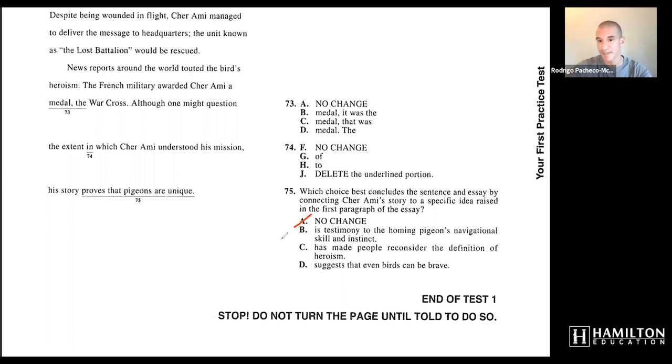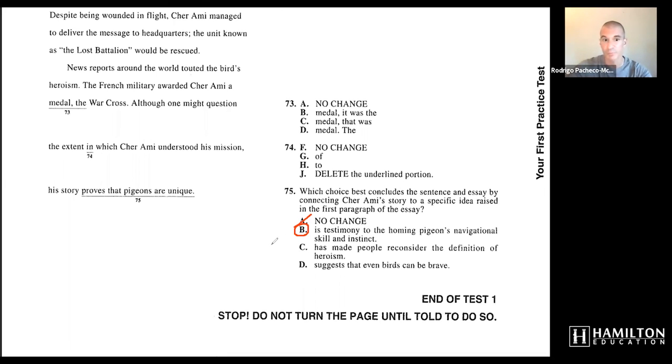B is testimony to the homing pigeon's navigational skill and instinct. This is a clear connection. As we just read that first paragraph, this is what the author does. That is the specific idea raised in the first paragraph. This is also our correct answer.